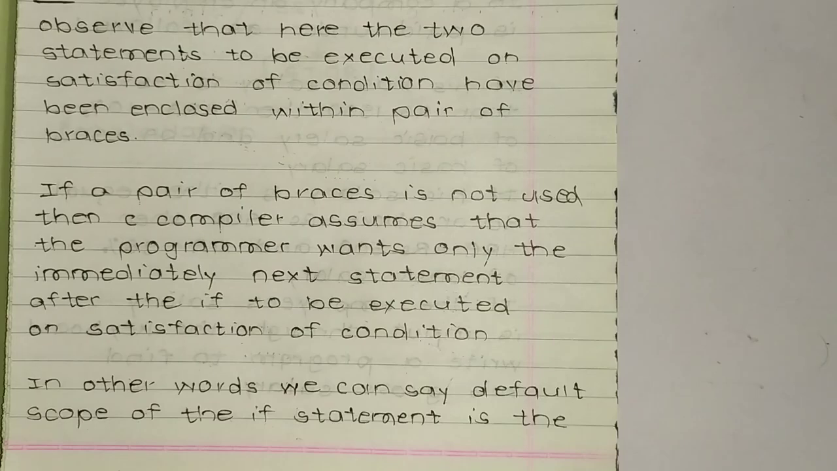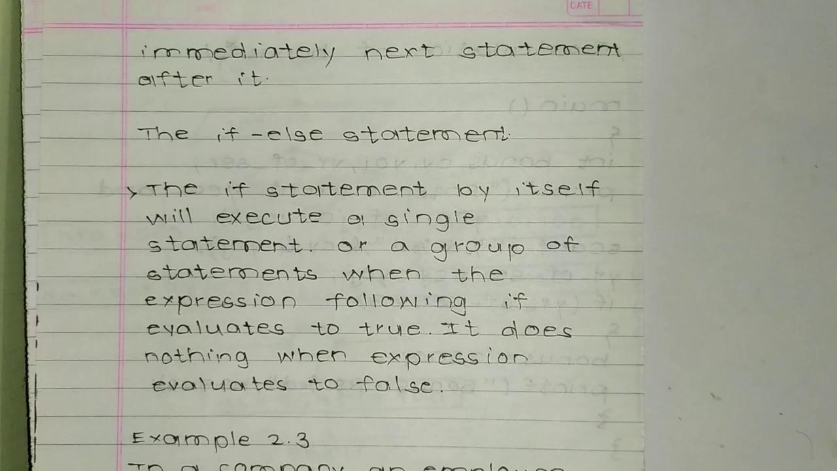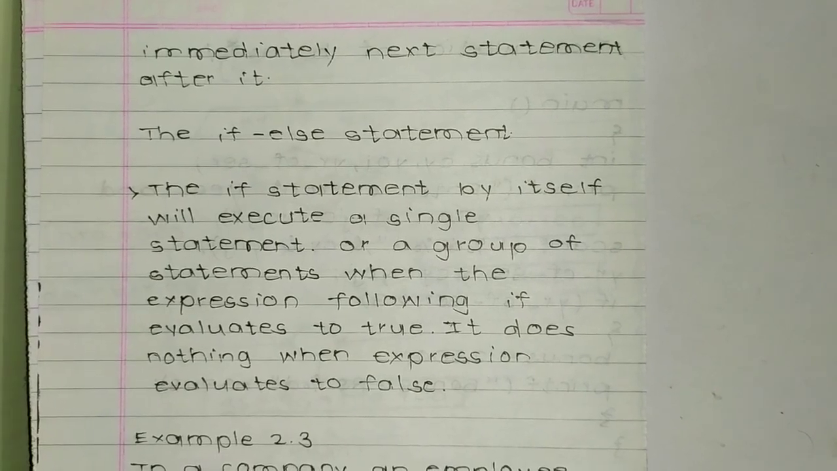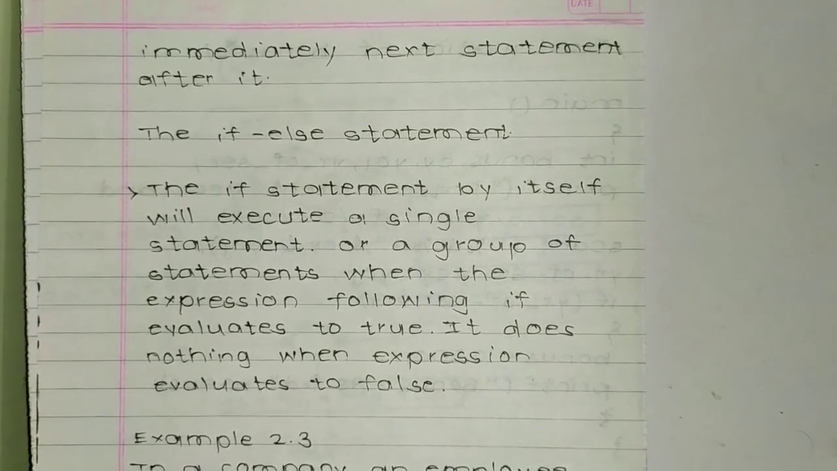In other words, we can say the default scope of the if statement is the immediately next statement after it. So the default scope of the if statement is that it acts on the next statement which is immediately after it.